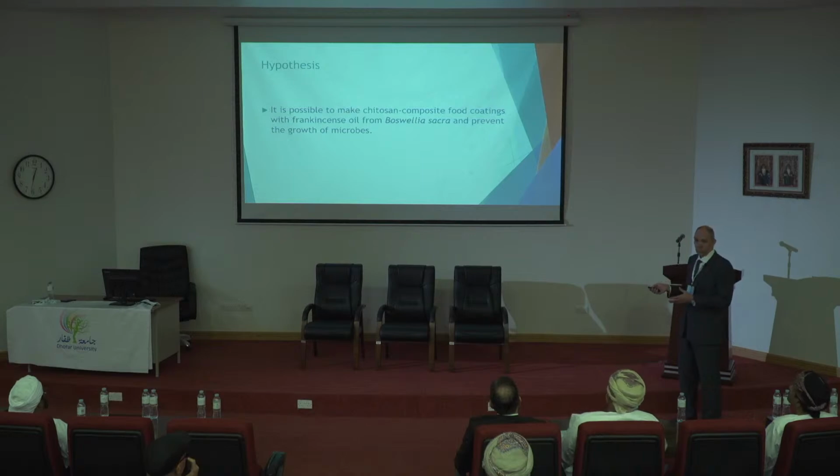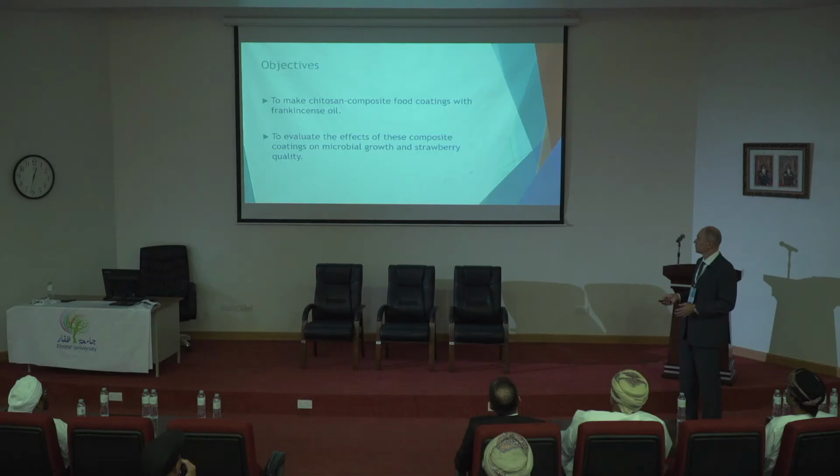Our hypothesis was to make composite chitosan food coatings with frankincense, in order to extend the shelf life of strawberries and prevent growth of microbes. So the objective was to make such coatings and to investigate their effect on the physical and chemical properties of strawberries, as well as how they affect microbial growth.